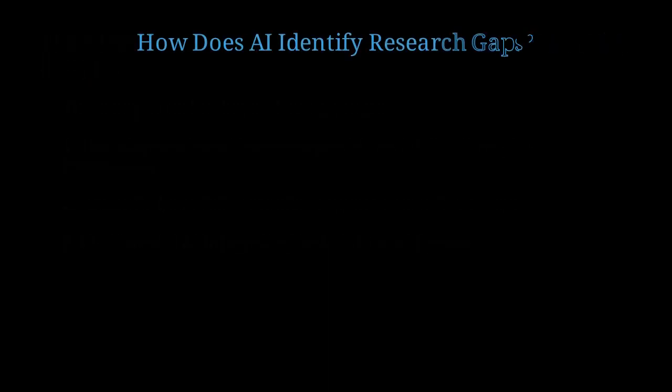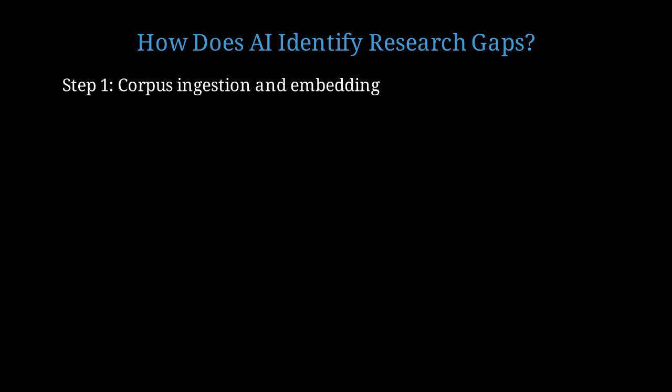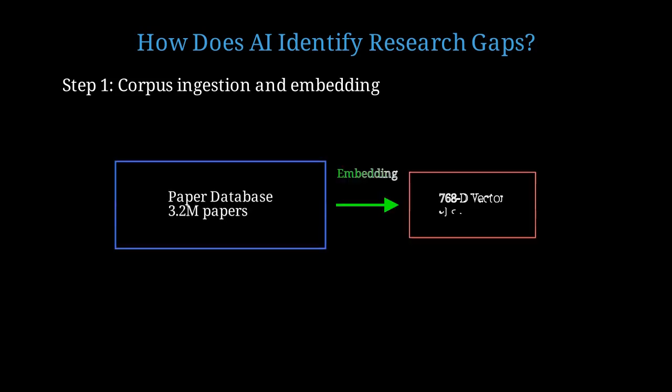Now let's dive into the mechanics. How exactly does AI identify research gaps? Step 1 is corpus ingestion. The AI ingests millions of papers, converting them into high-dimensional vector embeddings. Each paper becomes a point in a 768-dimensional vector space where semantic similarity translates to geometric proximity.